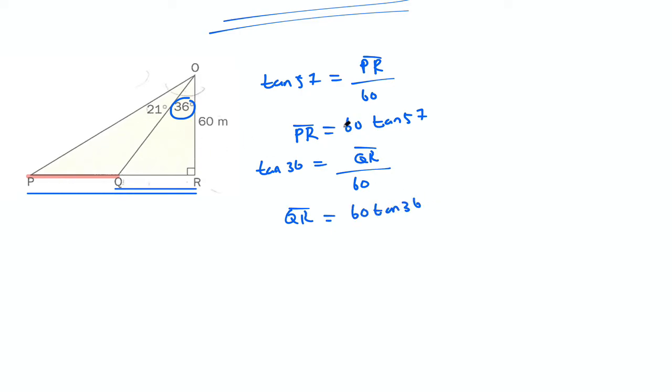Now we want to find PQ. PQ is going to be PR, the long line, subtracted with QR. So that's plugging in for this and this. Subtracting them, you end up getting approximately 49 meters.